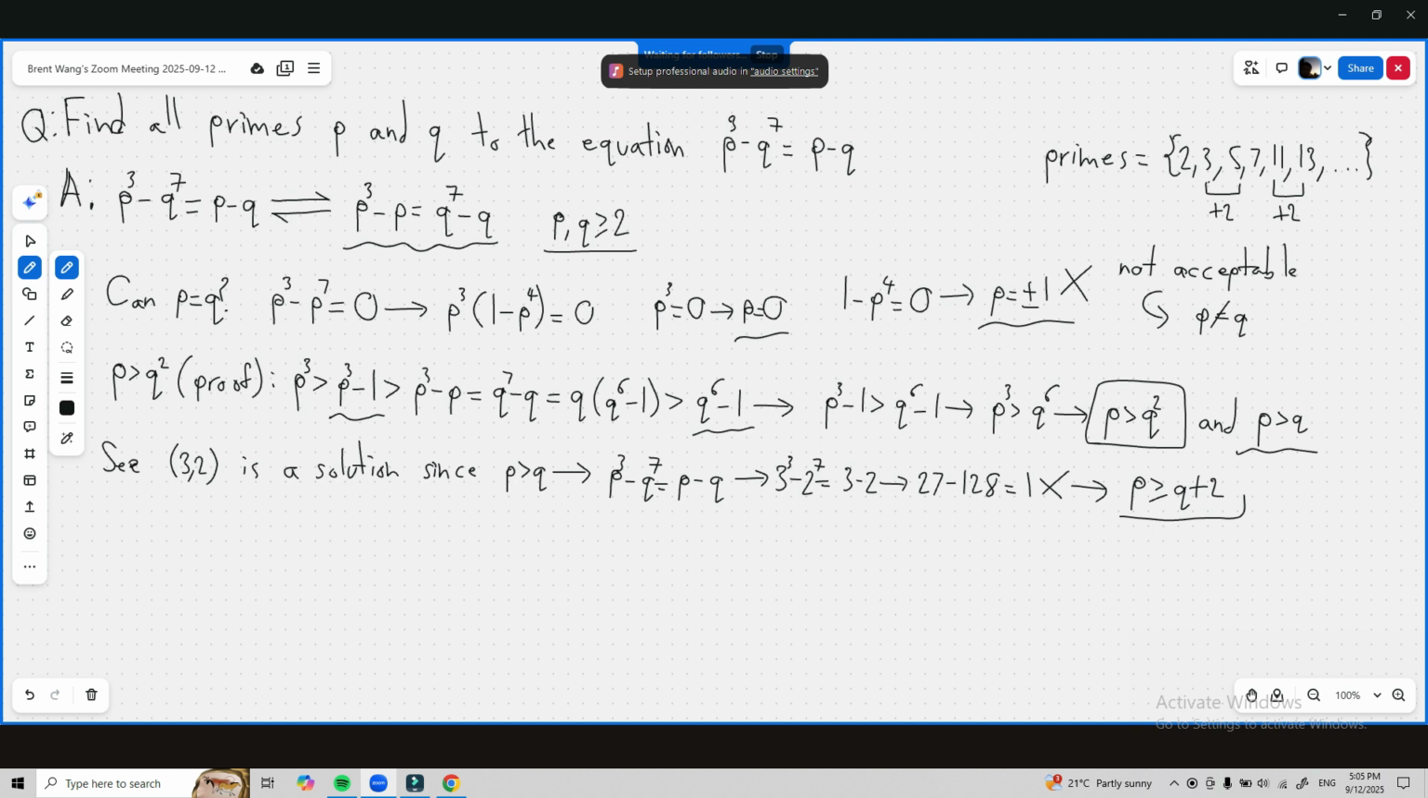Okay. Now, let's go back to our manipulation of the equation. p cubed minus p is equal to q to the 7 minus q. Let's factor both sides. So p times p squared minus 1 is equal to q times q to the 6 minus 1. And there is a principle called Euclid's lemma. I'm going to write it down for you.